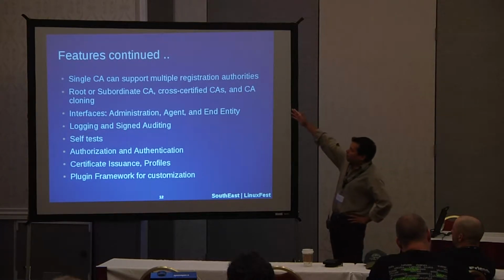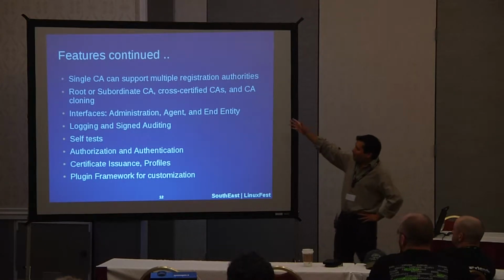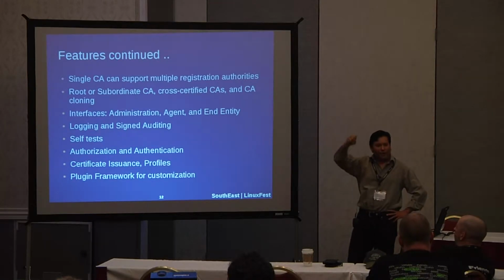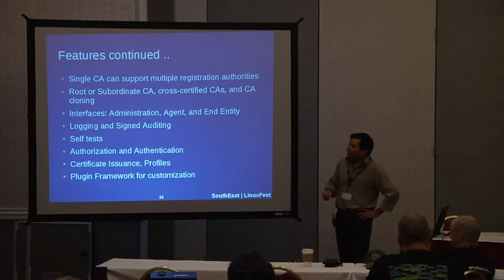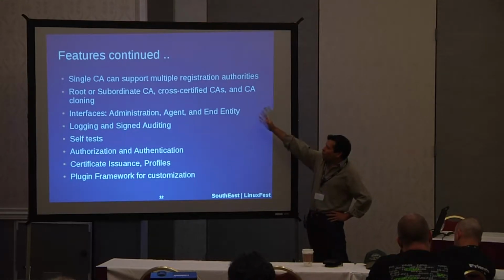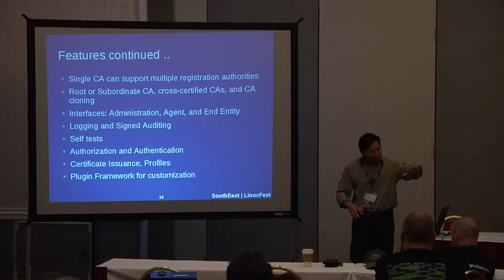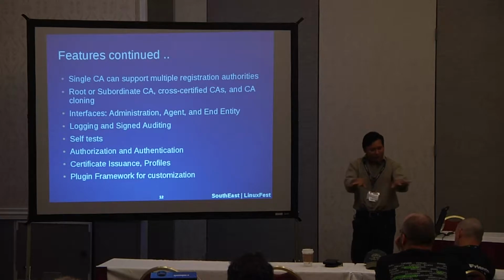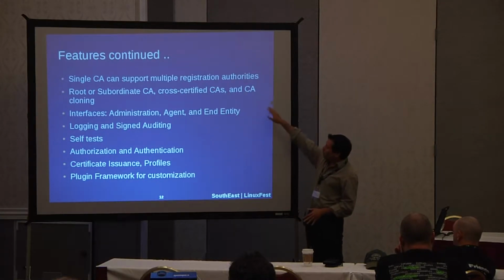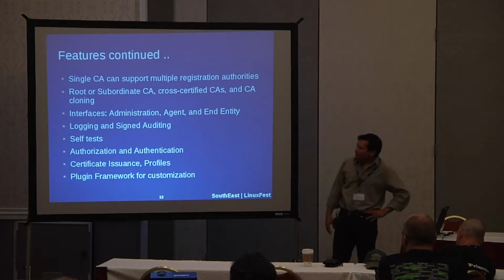More features. A single CA can support multiple registration authorities. There are a lot of different ways of getting to the same CA. You can have root CAs and subordinate CAs, subordinate to, say, a VeriSign CA, for example, or to another. So you can create your web as much as you want to. You can cross-certify CAs. So if you have one web over here with your root CA, and another web over here with your root CA, if you cross-certify, you can expand the web of trust, as it were. There are admin, agent, and end-entity interfaces.